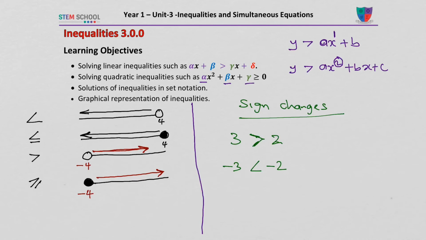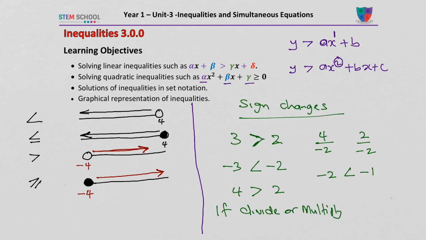If I also divide both sides by minus 2, so if I have 4 is greater than 2, and I divide both sides by minus 2, so 4 divided by minus 2 and 2 divided by minus 2, I would get minus 2 and minus 1. This time, minus 2 will be less than minus 1. So that's what happens when I divide by negative or multiply by negative, the sign will change.